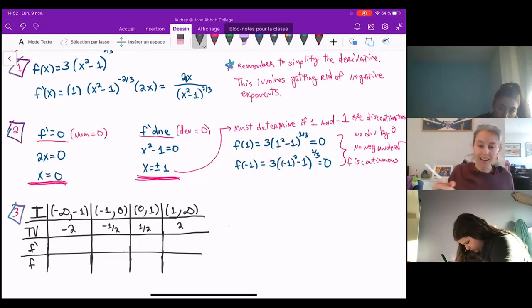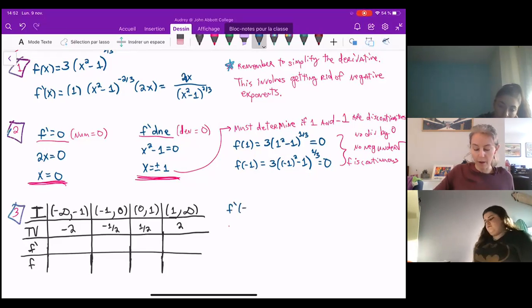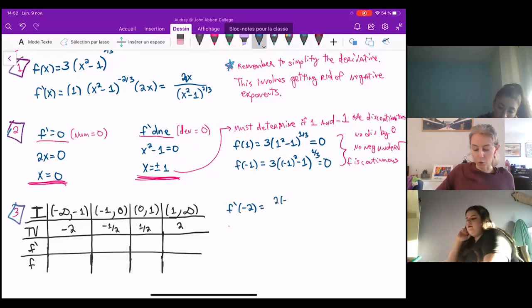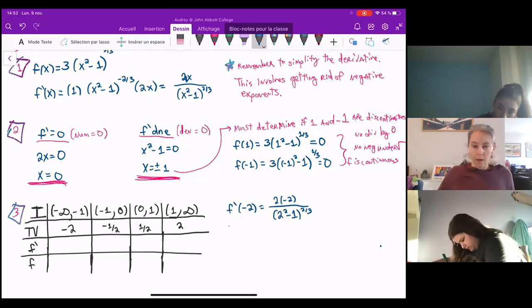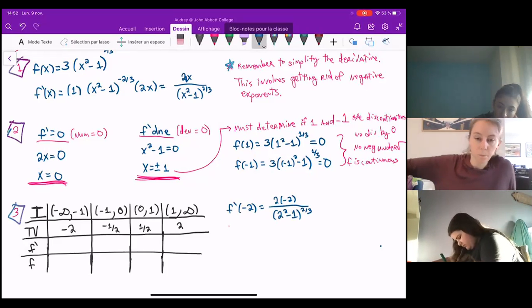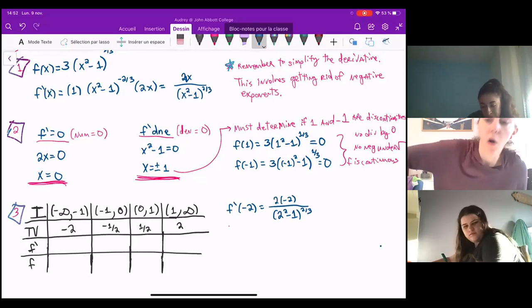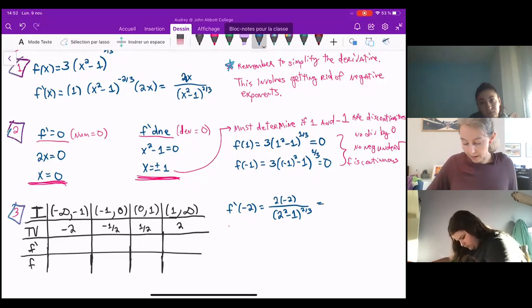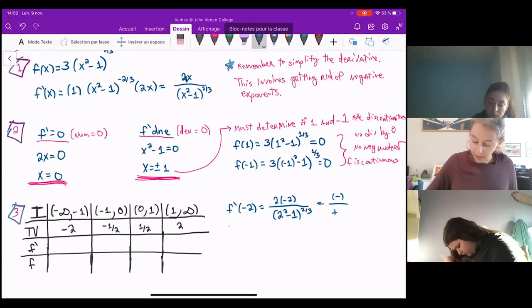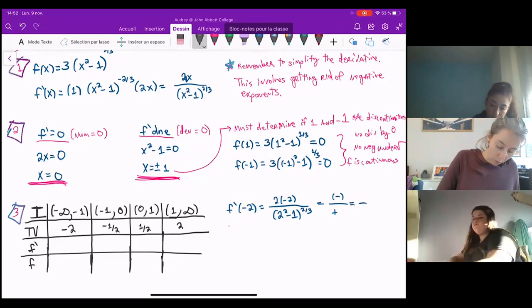So then I'm plugging those test values into my derivative, not my original function. So I'm looking at f prime of -2. So that's like 2 times -2 over 2 squared minus 1 to the 2 over 3. Now all I need here is the sign. So I can look at the top and say that gives me a negative, and on the bottom that gives me a positive, which means the whole thing is negative.